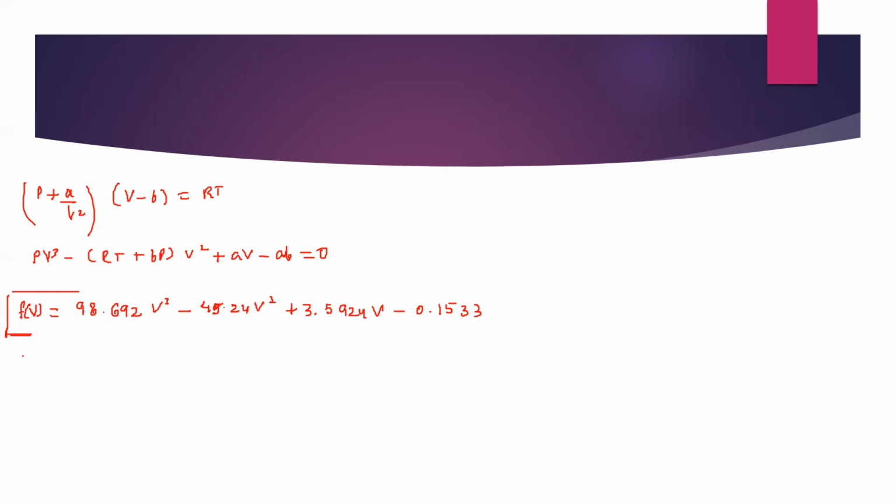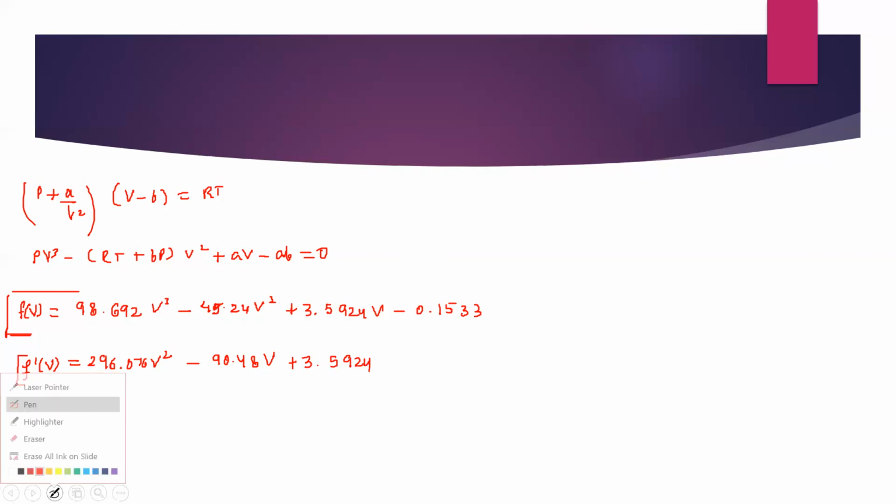Now the next step was to differentiate this. So we'll find f dash v. So f dash v from this becomes 296.076 v² − 90.48 v + 3.5924. All right, we have got f dash of v.